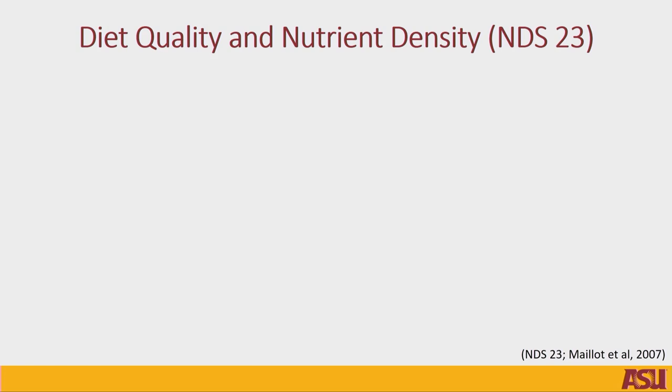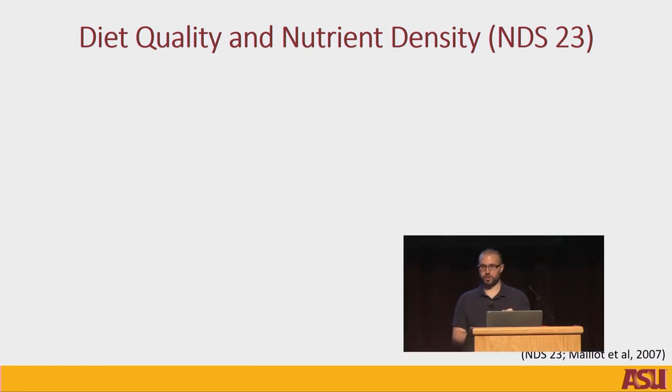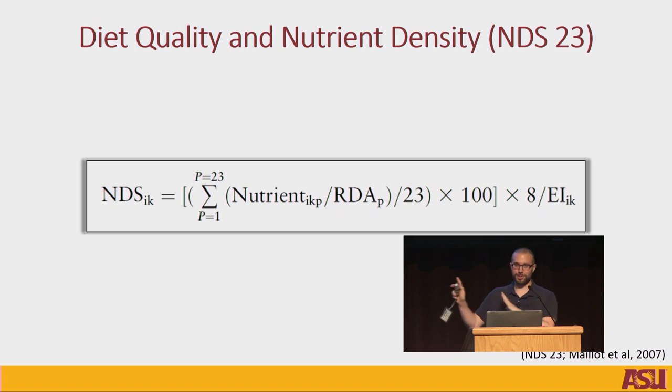So I'm going to present to you a nutrient density score. It's called the NDS-23. 23 because it includes 23 micronutrients in the score. Looks a little something like this, but basically it's a mean of how the food meets the recommended dietary allowance for the 23 micronutrients, all controlled for the amount of calories in the food.